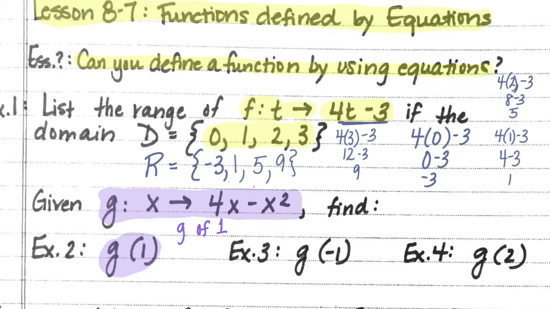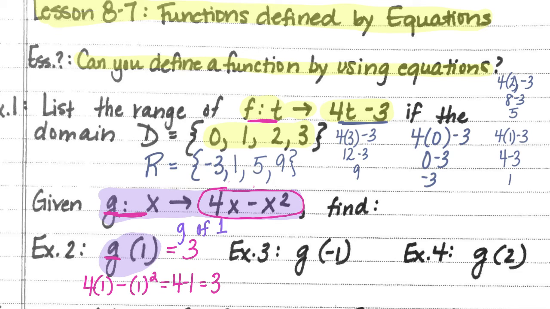So all we're doing, they are naming this g. So they're saying, hey, go to the g formula, because sometimes they'll have an f of x and a g of x, but they're saying, hey, we're going to go to the g formula, and at the question 4x minus x squared, we're going to put in a 1. 4 times 1 minus 1 squared. Well, 4 minus 1 is 3. So g of 1 is equal to 3.